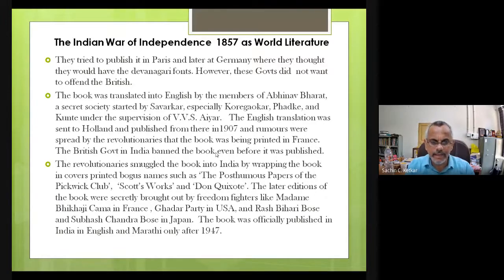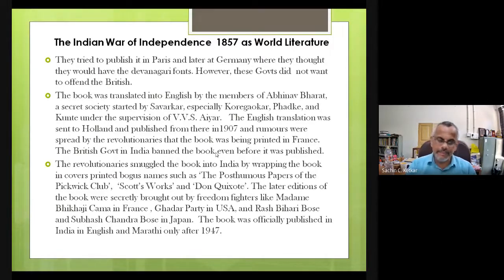The revolutionaries smuggled the English translation into India by wrapping the book in covers with bogus names printed, such as Posthumous Papers of the Pickwick Club, or Scott's works, or Don Quixote. The later editions of the book were secretly published by freedom fighters like Madame Bhikaji Cama in France, the Gadar Party in USA, and Rash Bihari Bose and Subhash Chandra Bose in Japan.